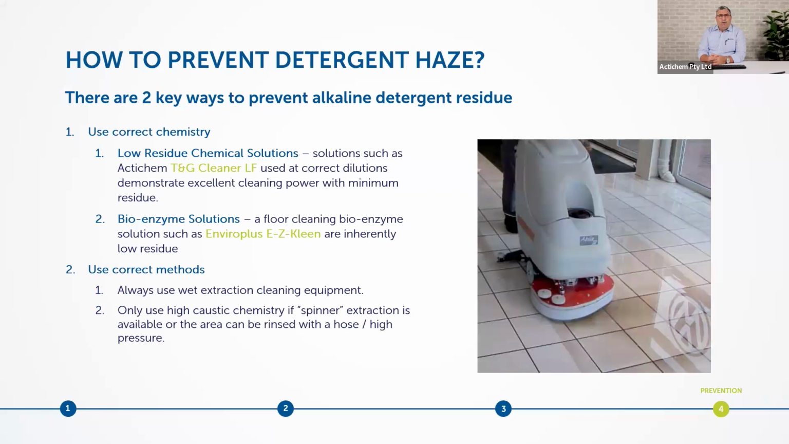Now, the second key way to prevent alkaline detergent residue is, as we would imagine, by using wet extraction cleaning equipment. We have to say goodbye to the mop and buckets if we are going to keep our floors free of chemical detergent residue. If we have to use high caustic chemistry, we need to make sure that we have a spinner extraction system connected up to carpet cleaning portable equipment or a truck mounted system, or otherwise that it can be rinsed off with a hose, such as in a kitchen, commercial kitchen, or a compactor area. But we should never ever rely on an auto scrubber to extract, rinse a high caustic cleaner. It doesn't happen. It does not happen effectively, and we have these detergent residue situations occurring.